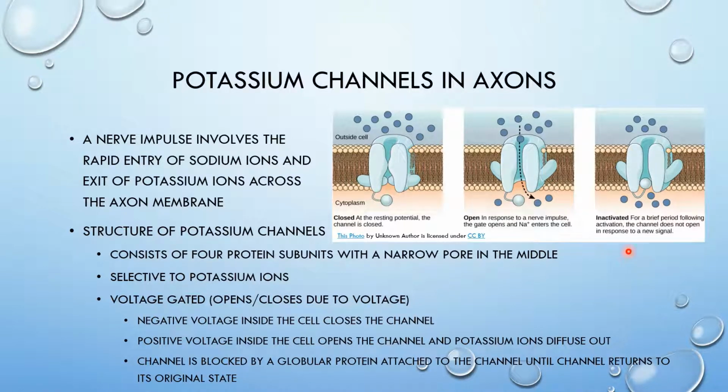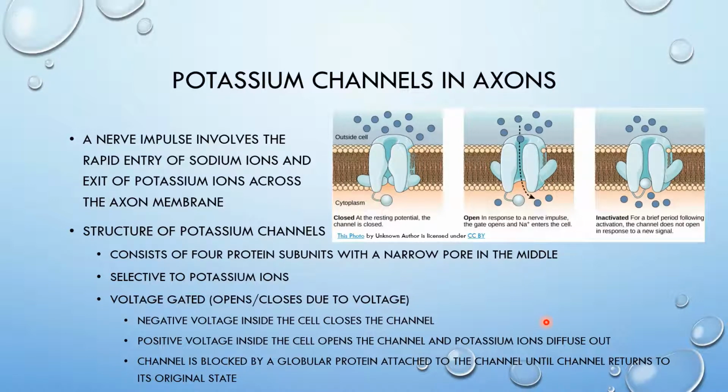The structure of potassium channels is as follows. It consists of 4 protein subunits, including the globular protein attached to the channel. It's selective to potassium ions, which means that it only transports potassium ions. Potassium channels are voltage gated, meaning that it opens and closes due to voltage.